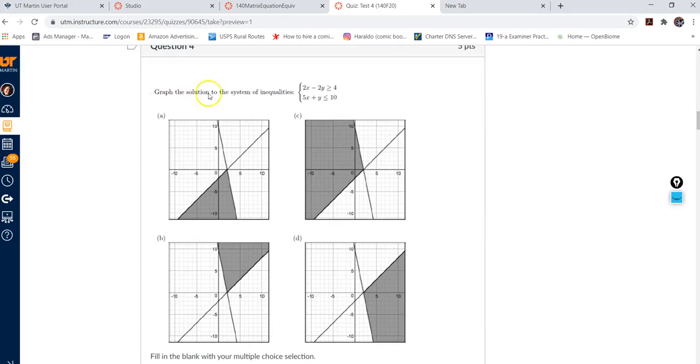All right, graph the solution to the system of inequalities. Okay, well, if I'm going to do this and put it in my calculator, then I'm going to have to get y by itself.